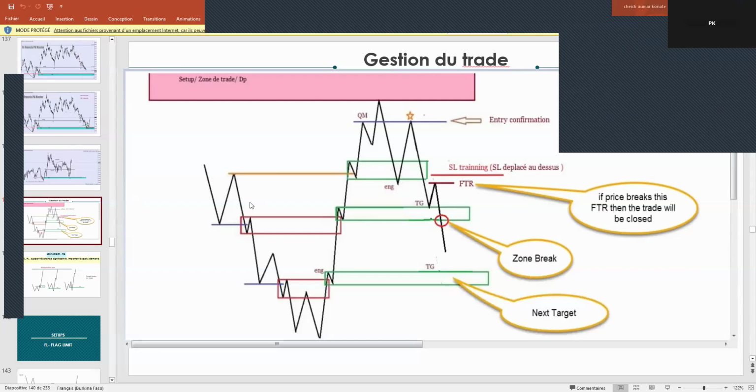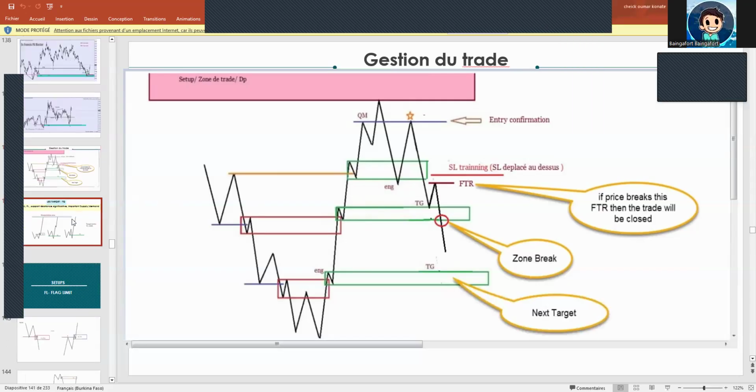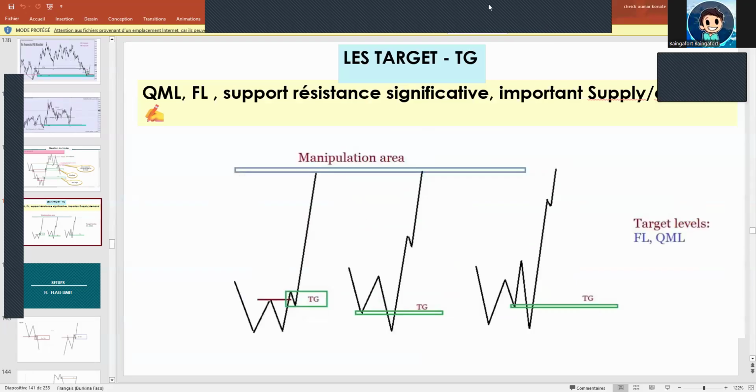Yes. Very good. What is the next one? This kind of target you can see in the market. Okay, you can see this target here. Generally this one may not be a good flag limit, but this one is fresh, okay, to take as your target.